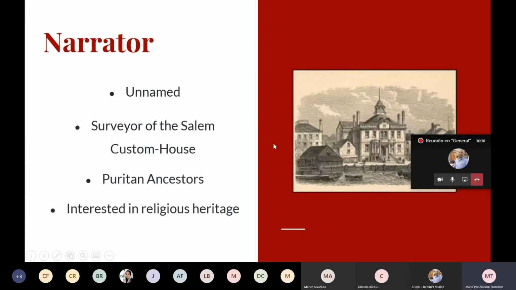And the narrator, whose name we don't know, he never says it. He's a surveyor of the Salem Custom House. He has Puritan ancestors, and he feels really bad about it. So he wants to know more about his heritage. He's interested in religious heritage, of course, because he has Puritan ancestors.